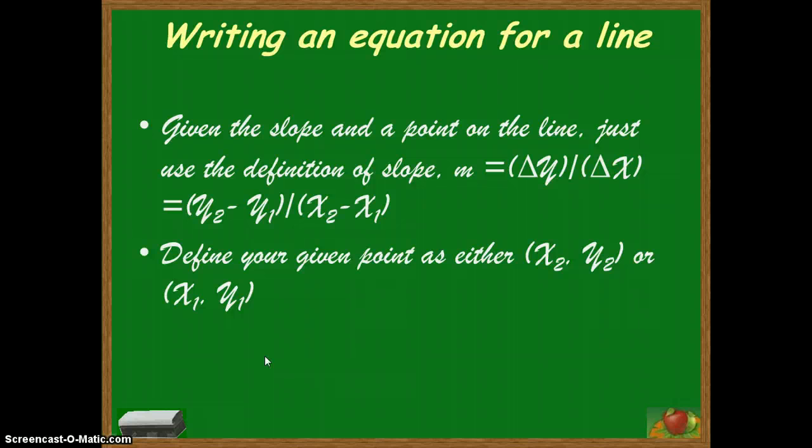Let's talk about how to write an equation for a line. If you're given the slope and a point on the line, just use the definition of slope. M, the slope, equals change in y over change in x, or in other words, y2 minus y1 over x2 minus x1. Define your given point as either x2, y2 or x1, y1. You can use either one.